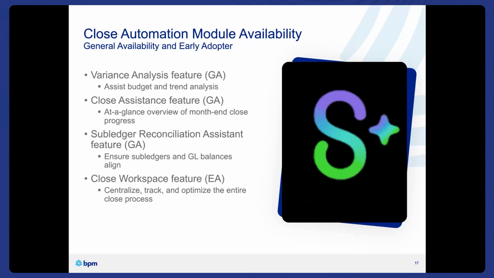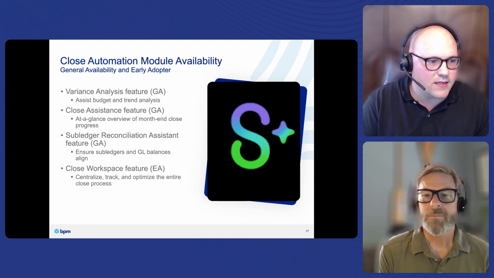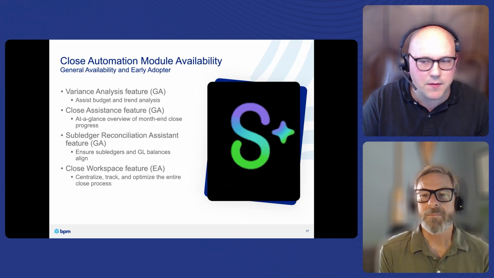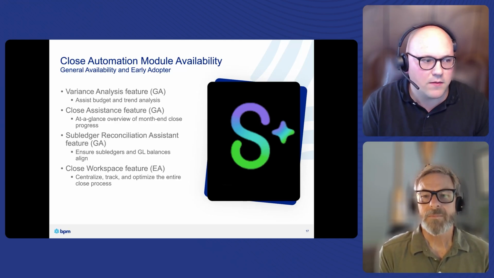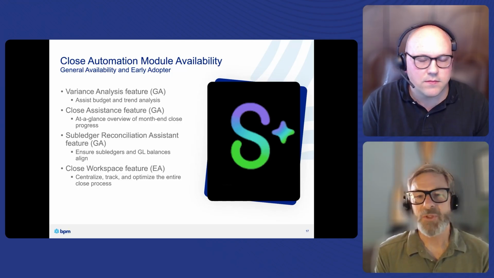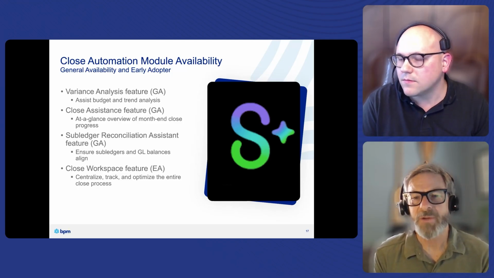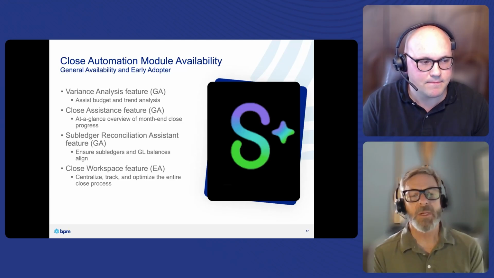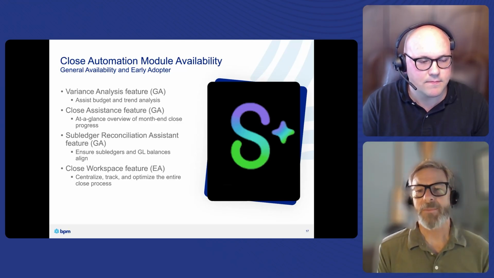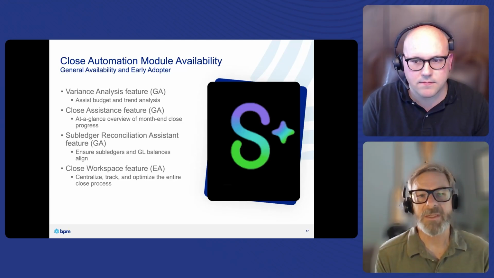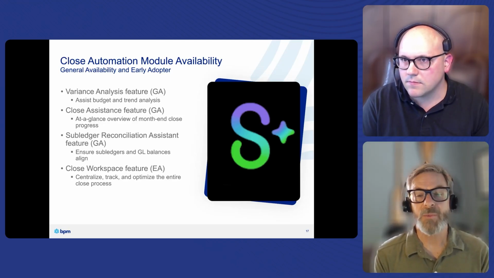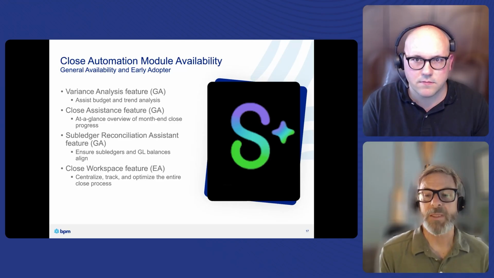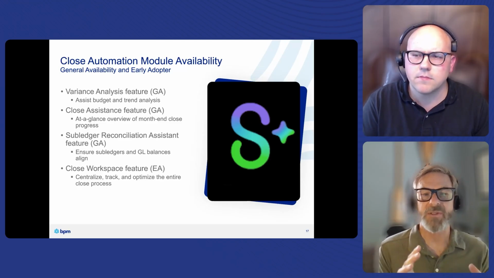And then in early adopter is the close workspace feature. This is going to centralize it, track where you're at, and then optimize the entire close process. So definitely excited to see that feature roll out. Yeah, they showed a lot of these features off at the Sage Future conference a couple of months ago, but we haven't had them actually available to existing customers until just now. So that close workspace that's still in early adopter will be the environment that houses all of these other features.